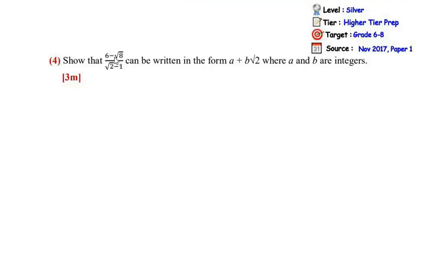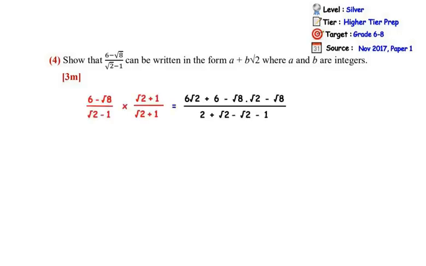Show that 6 minus root 8 divided by square root of 2 minus 1 can be written in the form a plus b times square root of 2, where a and b are integers. Now this is for 3 marks, so you can pause the video and give it a try. So let us begin with rationalizing the denominator.